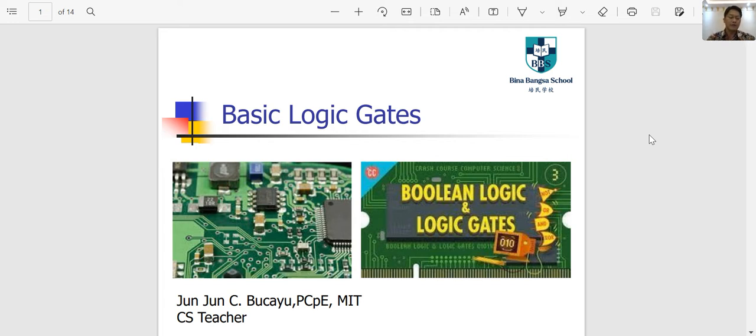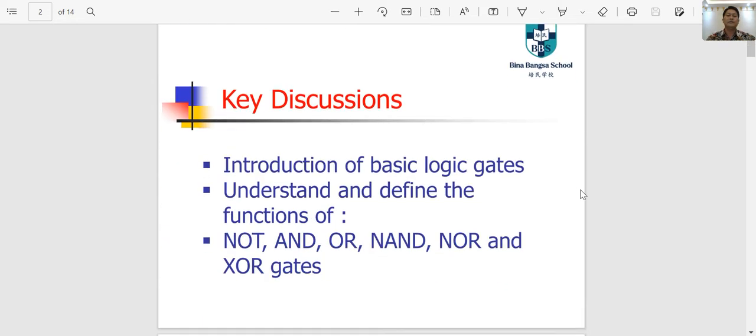Our topic today focuses on the basic logic gates. Okay, our key discussion, we are going to introduce what these basic logic gates are. We are going to understand and define the functions of NOT gate, AND, OR, NAND, NOR, and XOR gates.